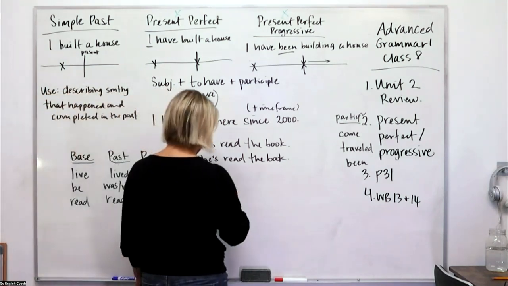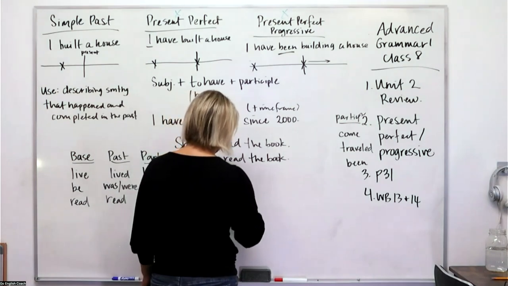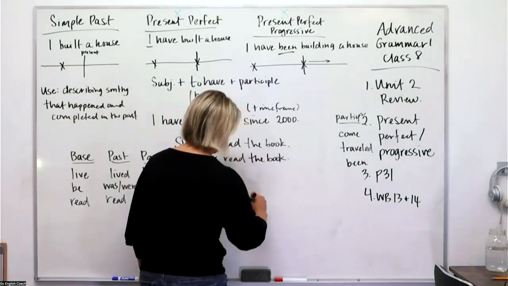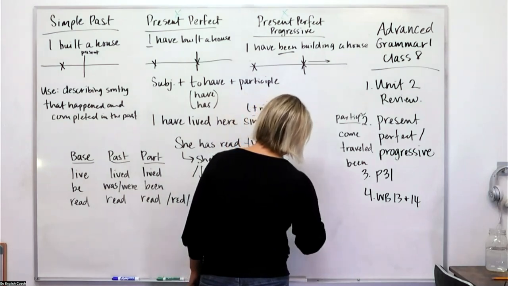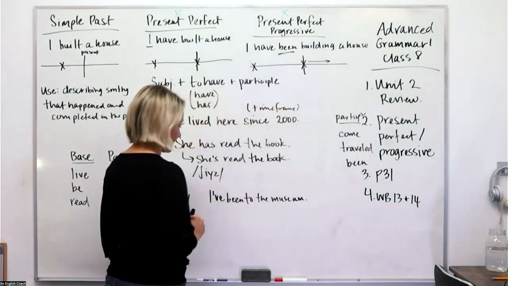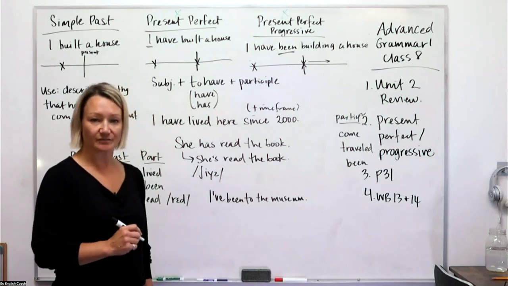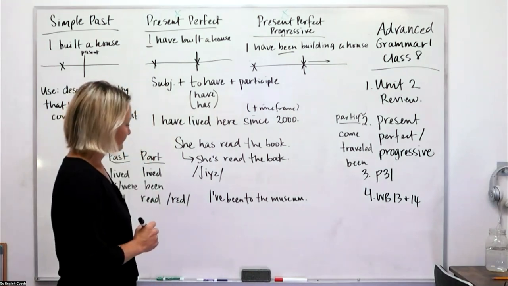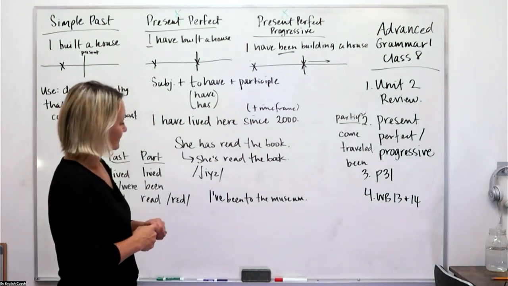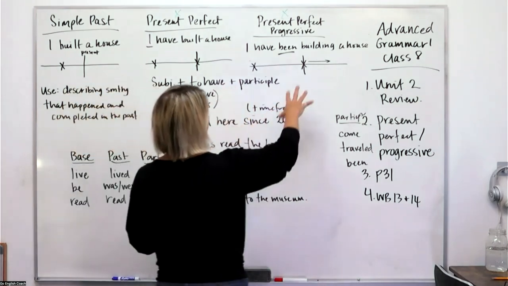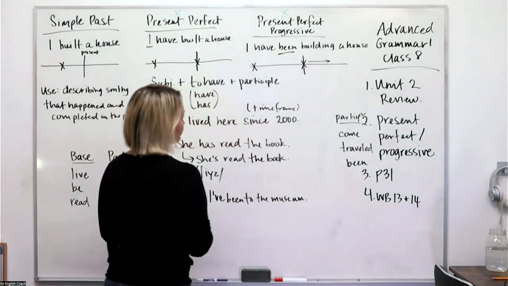Okay, how about this? I've been to the museum. I've been there. I've been to the museum. Okay. Great. Okay. And then let's add on to this and look at this present progressive.